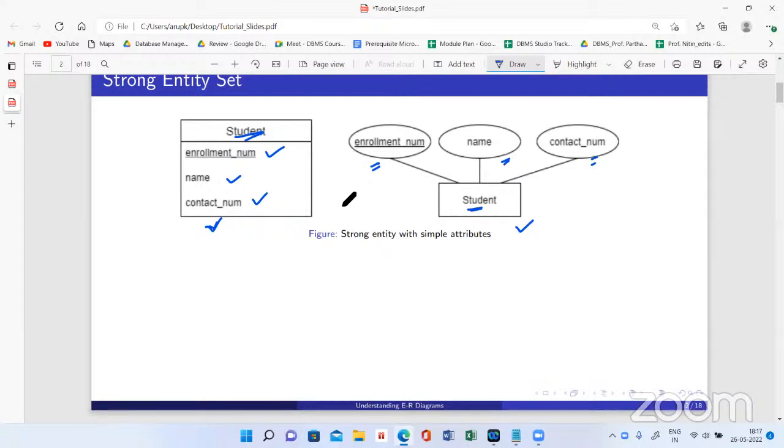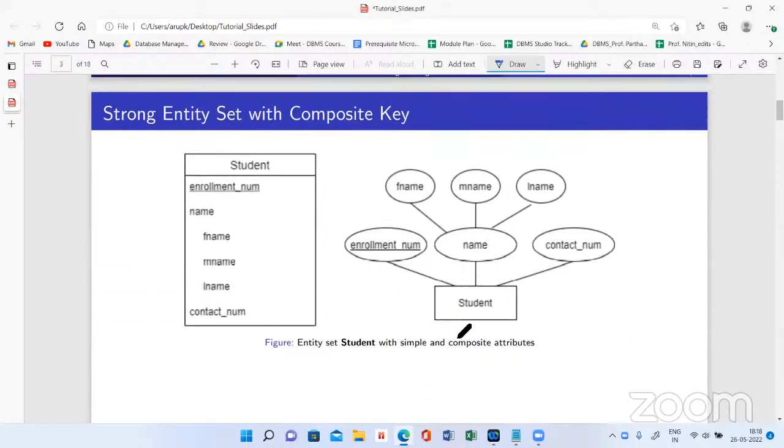Please proceed. Okay. So now, whenever we are implementing it as a table, it's a simple way. We'll have a student, which will have this enrollment number, this name and this contact number, right? So this is a simple way I can present my table, and this will become my primary key, right? Any doubt? No, sir. Okay, so I'll proceed next.